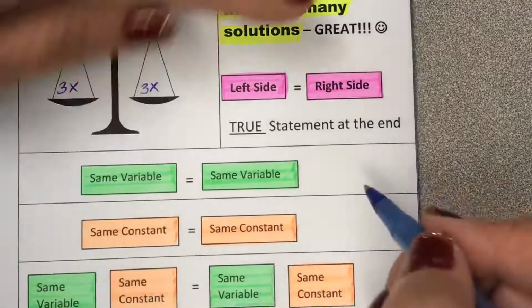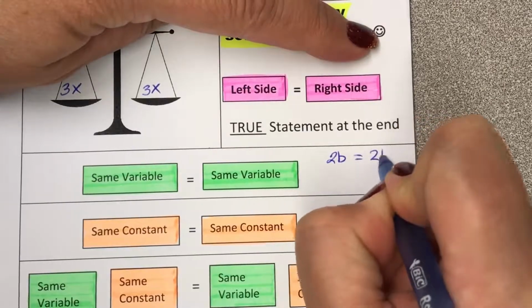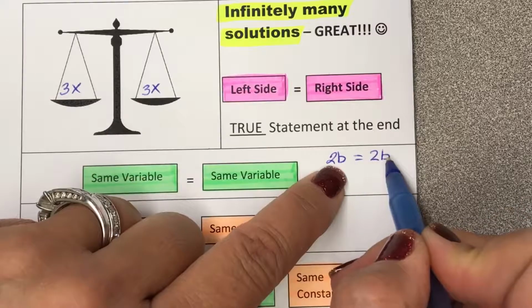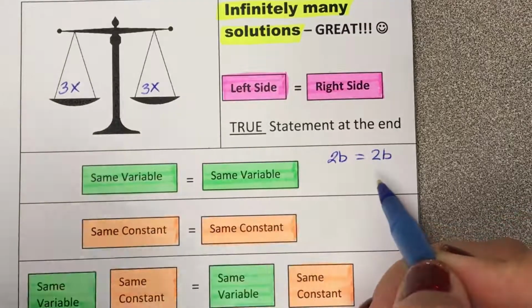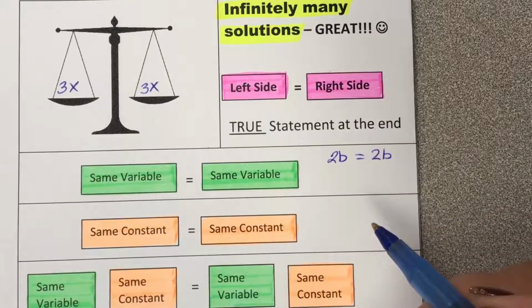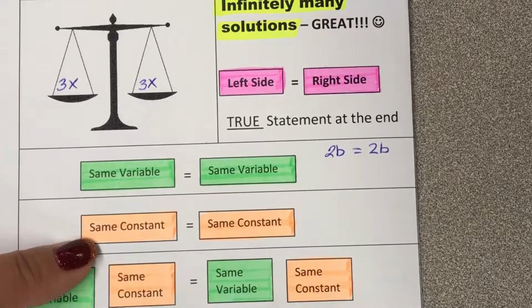That type of equation can look like this: 2b equals 2b. Any b multiplied by 2 will equal the same b multiplied by 2. That is absolutely identical. Left side equals right side. Same constant equals same constant.